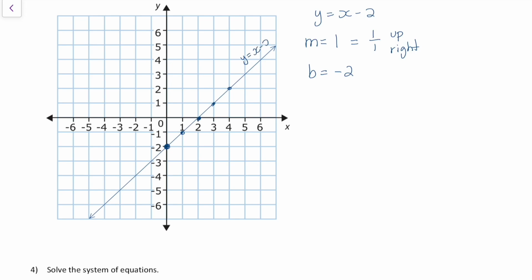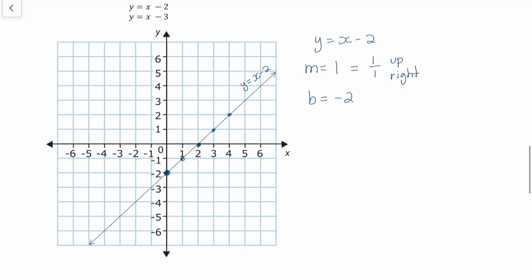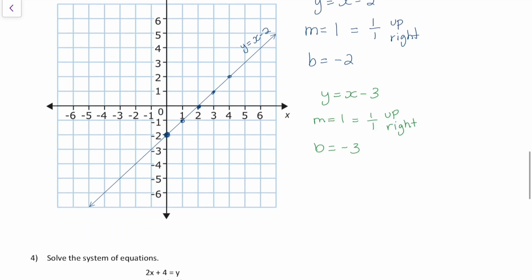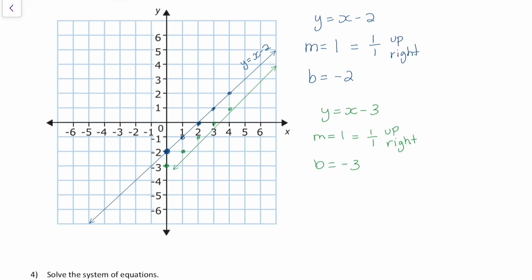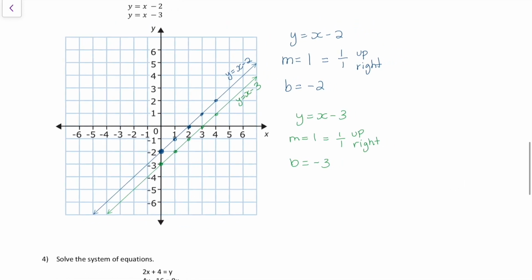I'm going to label it. And then my next equation is y equals x minus 3. My slope is 1. And my y-intercept is -3. So I'm going to put a -3 and go 1 up, 1 over, 1 up, 1 over. And maybe some of you are already seeing a problem arise. We don't have any cross on our graph.